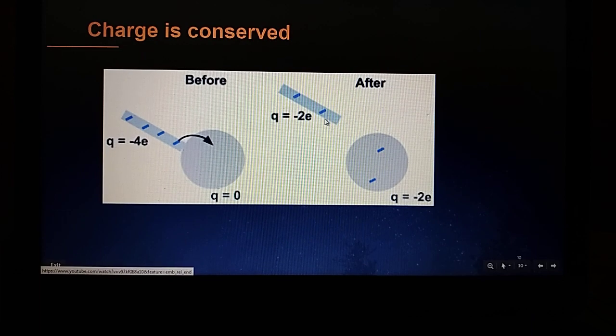Before touching, if you calculate the sum total of the charges, it is minus 4e, and after charging, if you sum up the charges on the rod and the spherical ball, you will find it is the same. Hence we can say the charge is conserved.